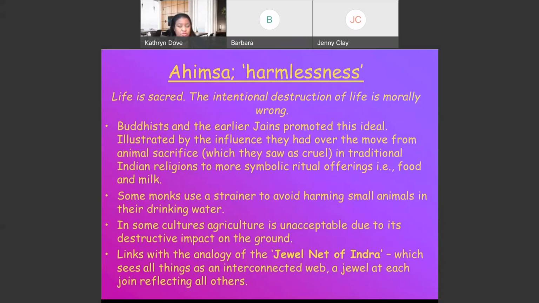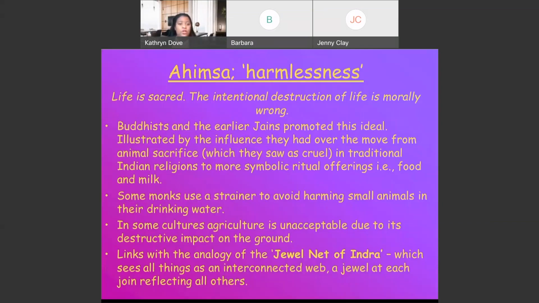Some monks actually use a strainer to avoid harming small animals in their drinking water. Who wants small animals in their drinking water? So I drank this bottled water. It's been through reverse osmosis. There are no small animals in this water. But yes, you could think about a time, 500 BC, when the water may have had something small floating around in it. You still had to drink it. But monks would use a strainer because they don't want to hurt whatever animals are in their water. Now we have purified water like this. We don't have to worry about that.